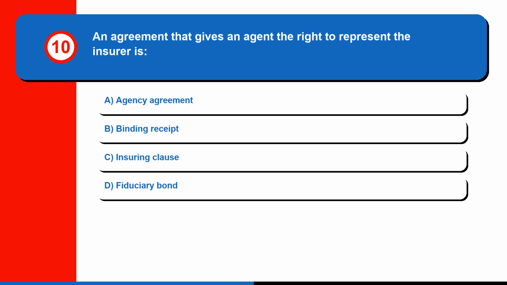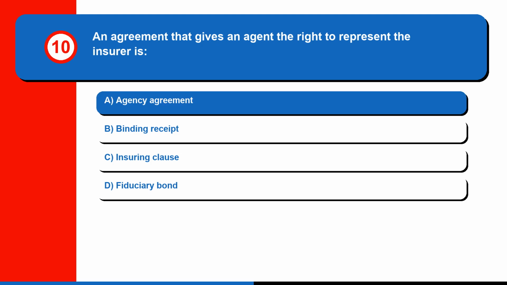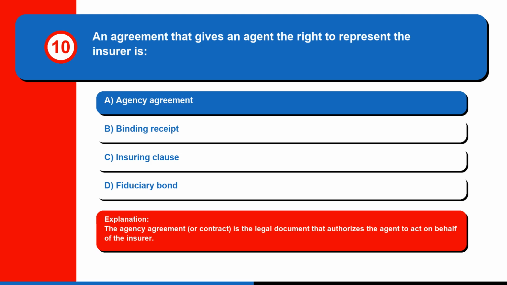Question 10. An agreement that gives an agent the right to represent the insurer is A. Agency agreement. B. Binding receipt. C. Insuring clause. Or D. Fiduciary bond. The correct answer is A. Agency agreement. The agency agreement, or contract, is the legal document that authorizes the agent to act on behalf of the insurer.